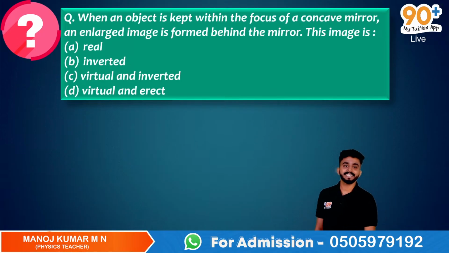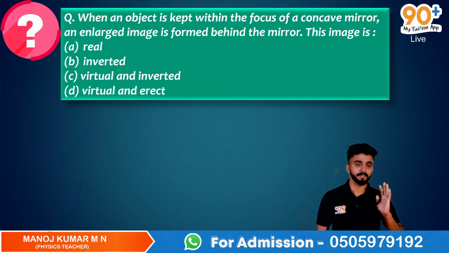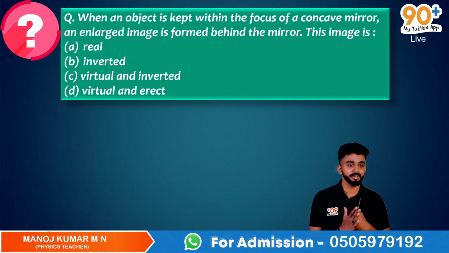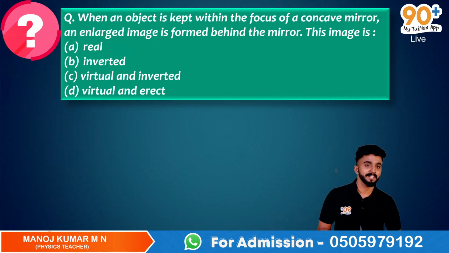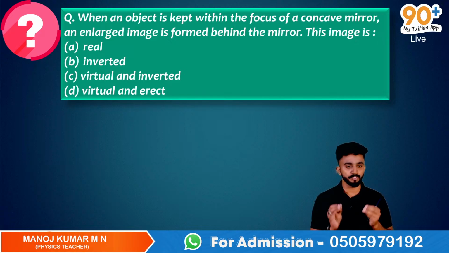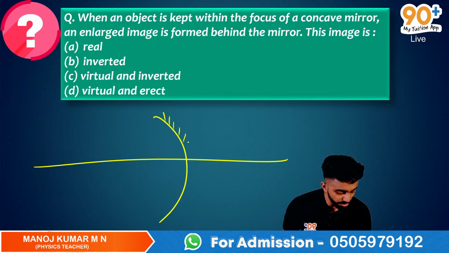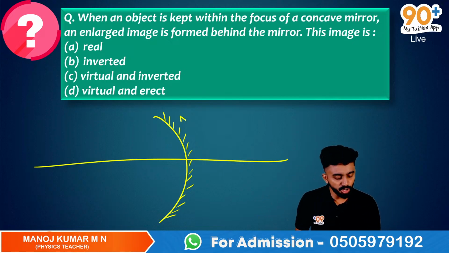Now, when an object is kept within the focus of a concave mirror, an enlarged image is formed behind the mirror. So this image is, what do you think, guys? Let me see how many of you answer this perfectly. We are considering a concave mirror, okay? So the non-reflecting surface I am marking. Guys, if you don't know what these spokes in the mirror are, these spokes are called the non-reflecting side.